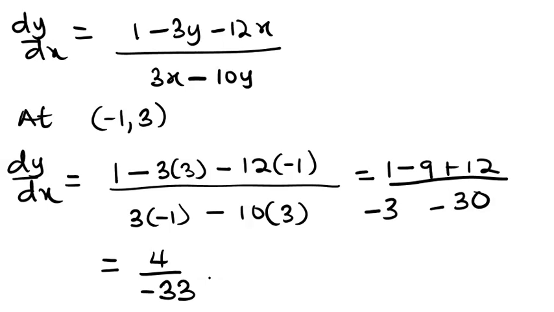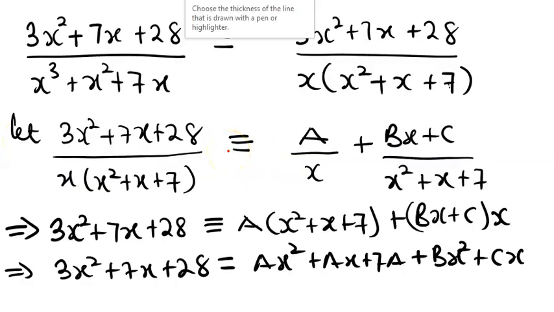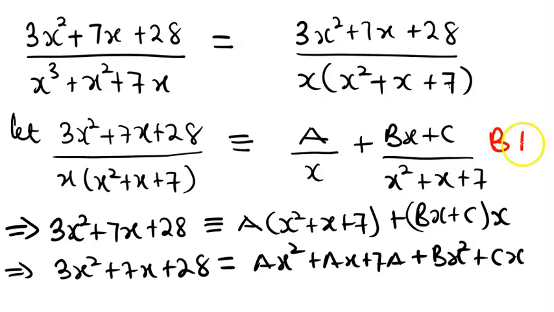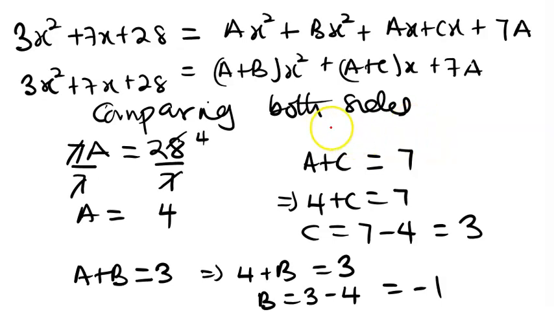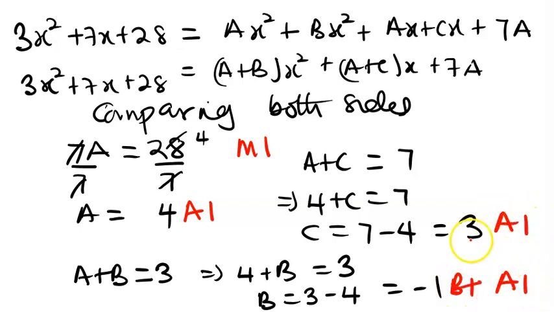Now let's see how the scoring was done. Let's go back and see how the scoring was. Being able to write the partial fraction, the candidate will get P1. Being able to equate the numerator to this, you get M1. Now let's go back to finding the constants. We have M1, then A1 for A is equal to 1, and then A1 for B is equal to minus 1, then you get A1 for C is equal to 3. This is an A mark.